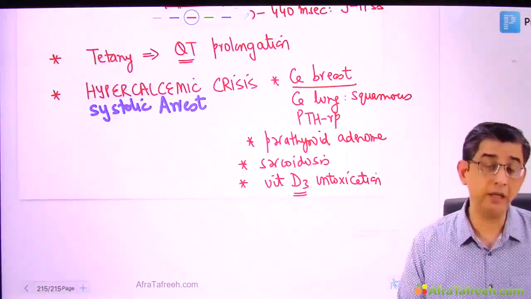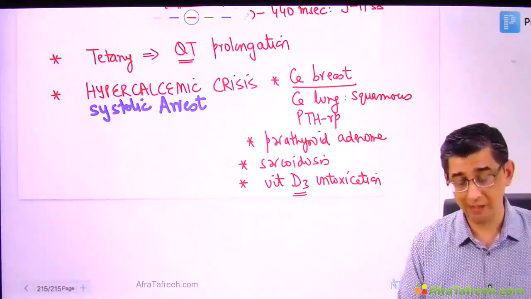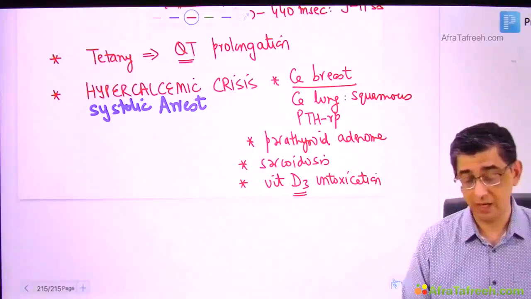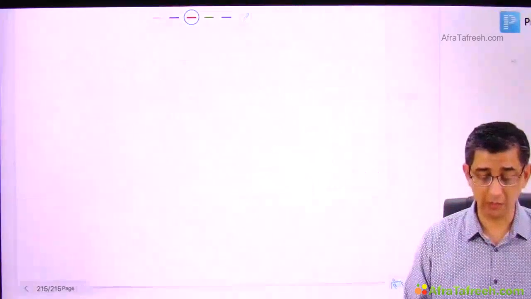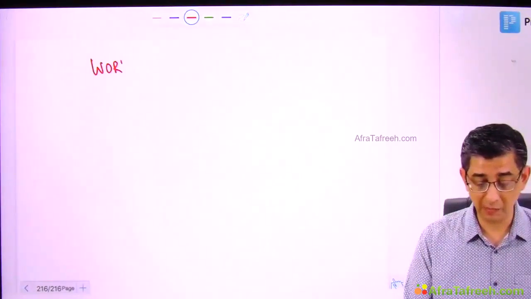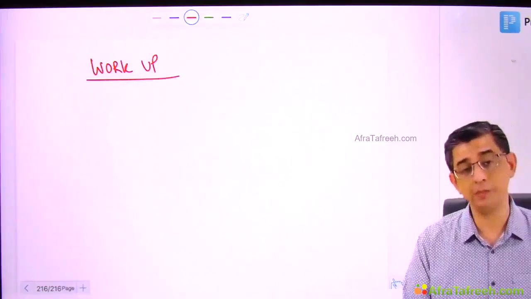Like I said, tetany can kill a man due to laryngospasm. It is systolic arrest which is of danger with respect to hypercalcemic crisis, and therefore I would like to do a quick workup of this person so that I can at least identify that this person can expire and I can take corrective steps also.